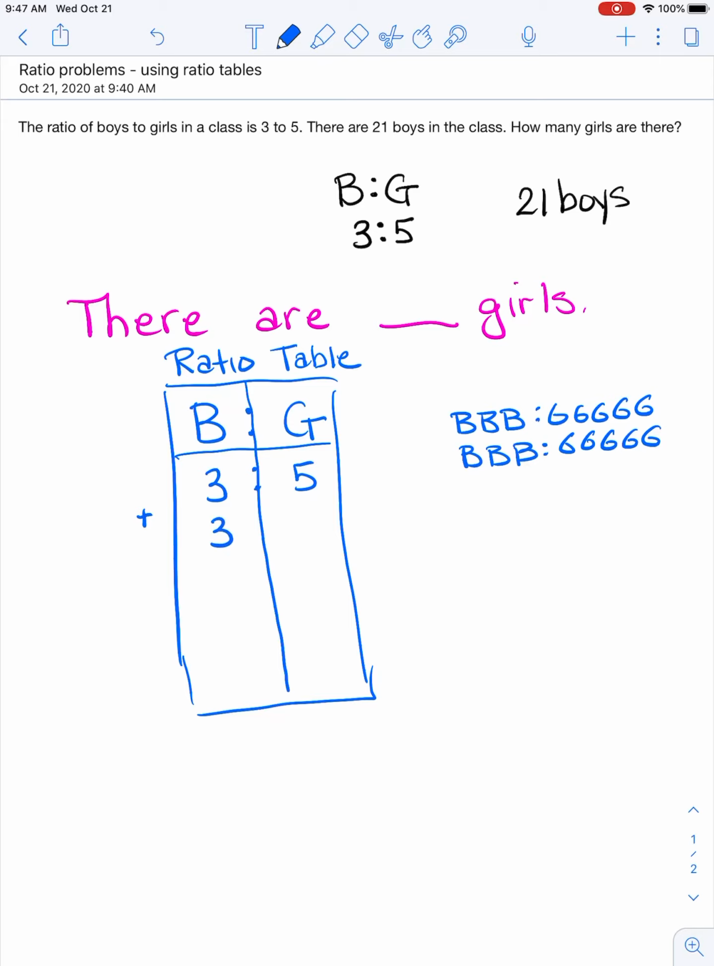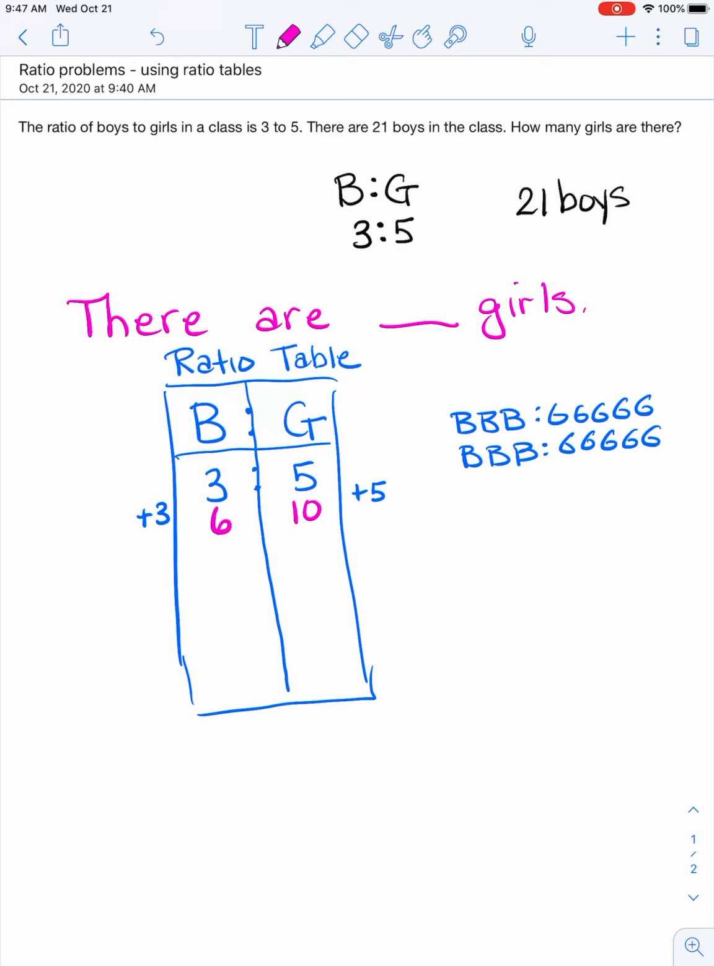I would have to add another 3 boys and add another 5 girls. Notice I am not adding the same number to both sides. I am adding according to the original pattern. Actually, let's do this. I don't want to put that in the table. I'm going to have to add 3 here, and I'm going to have to add 5 here. And we are going to get a total of 6 boys and 10 girls.